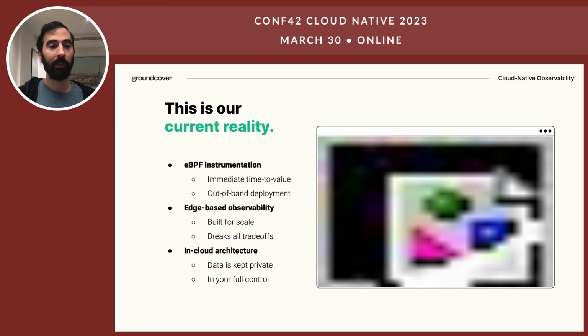So one person can just get instant value within 2 minutes on a huge company in a cloud native environment. We're using edge-based observability or distributed data collection and ingestion, which eventually allows us to be built for scale and also break all these trade-offs of pricing, which is based on volume, which is unpredictable and costly. And we're also using in-cloud architecture where data is kept private and basically in your full control.